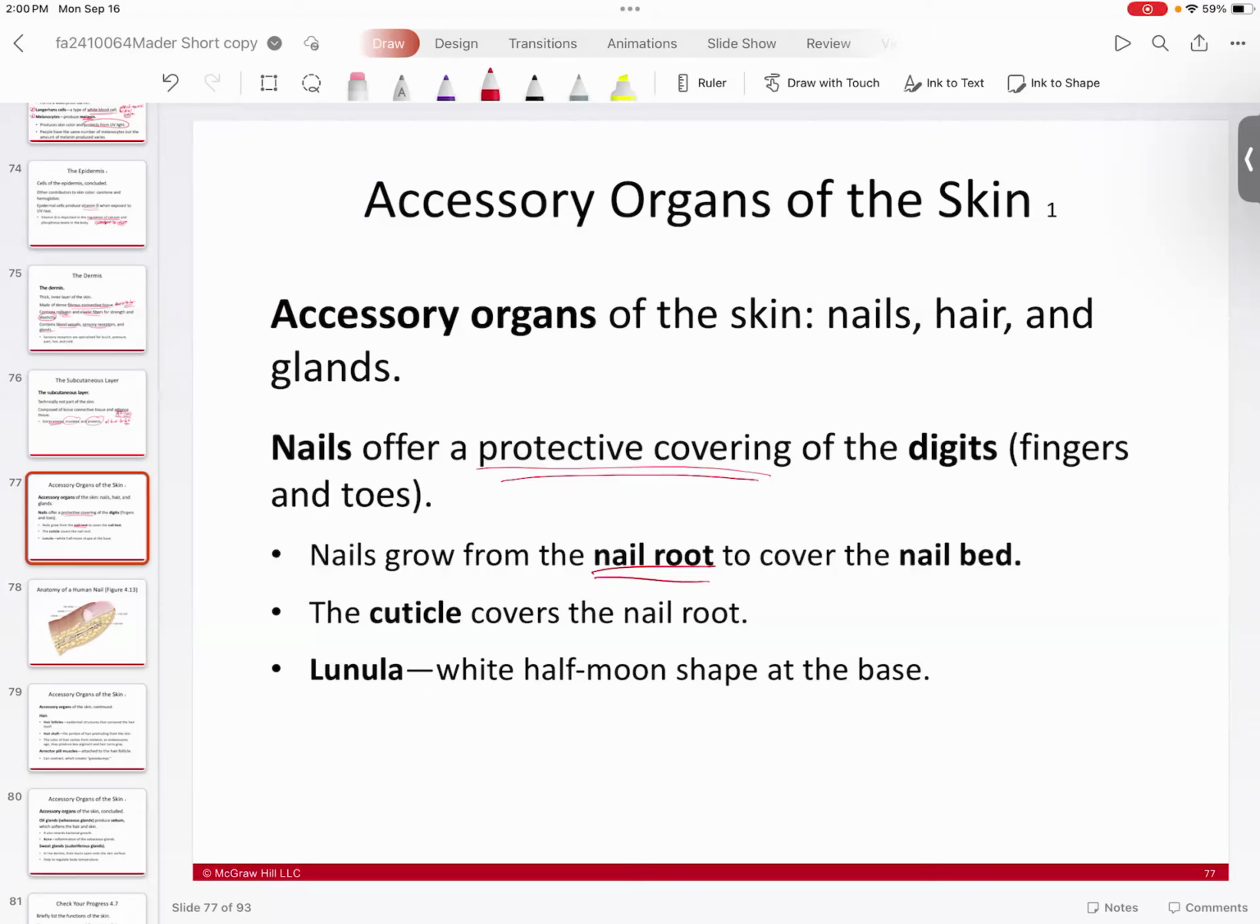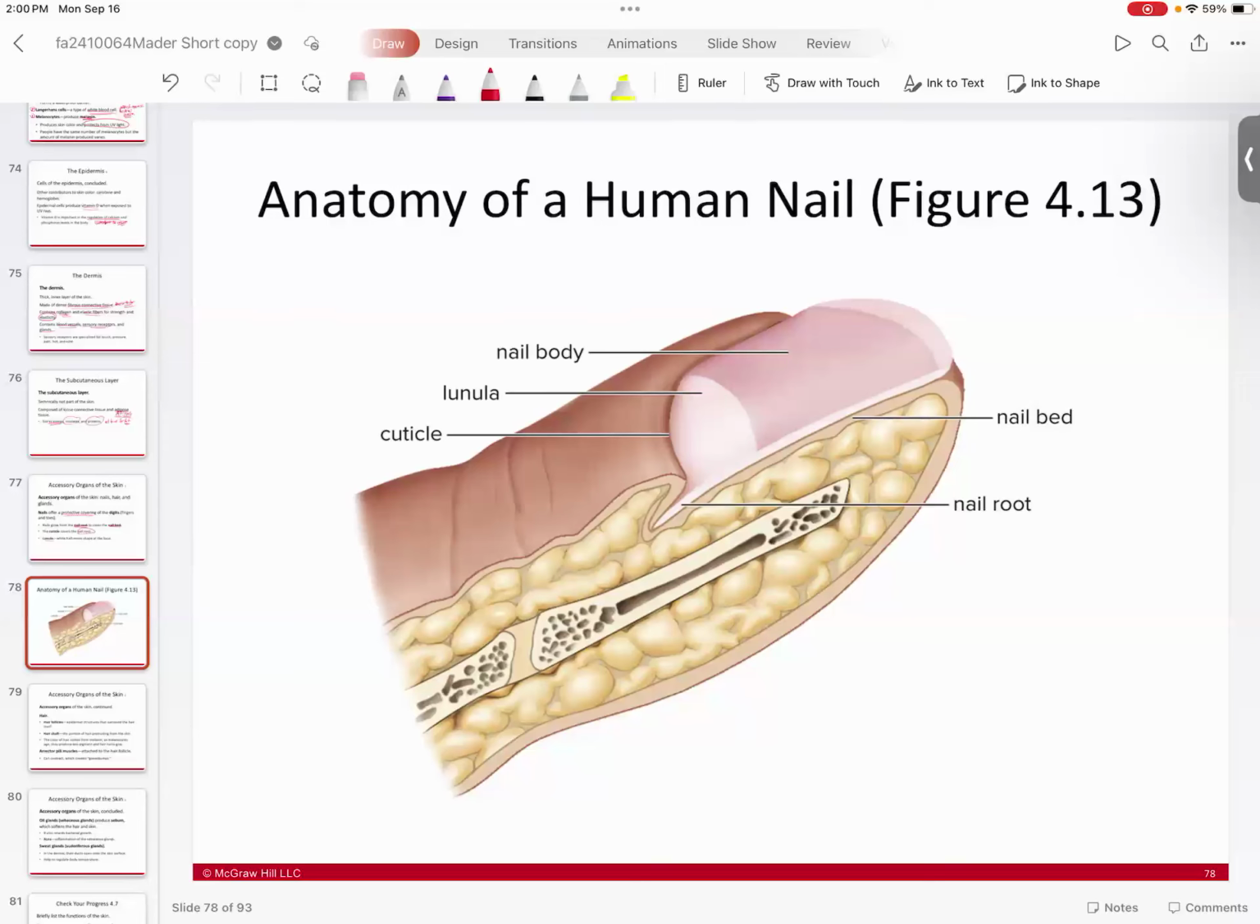And their job is to cover what's called the nail bed itself. The nail root is located down by the cuticle, which is that little piece of skin at the base of your fingernail that's covering the nail root. And just above that is what's called the lunula, or the moon. That's basically this little whitish or lighter colored area just above your nail root.